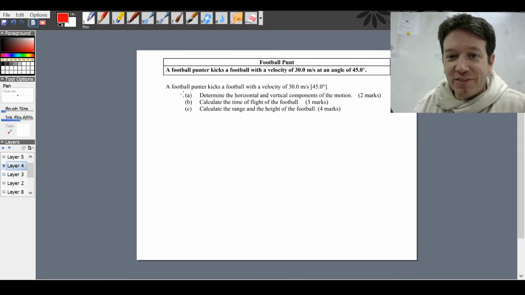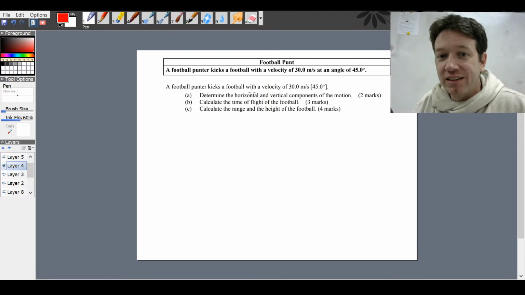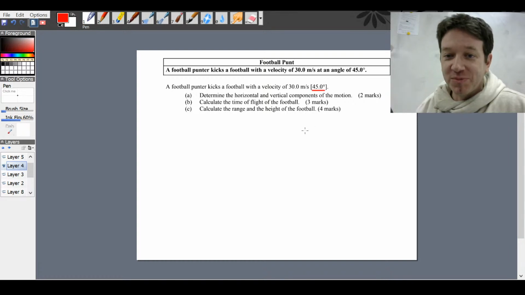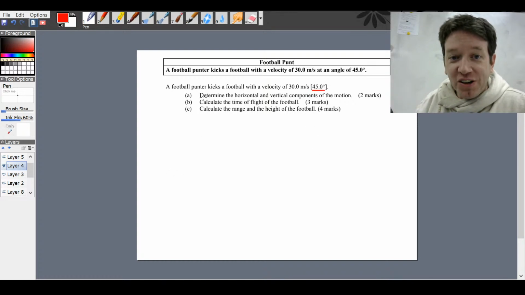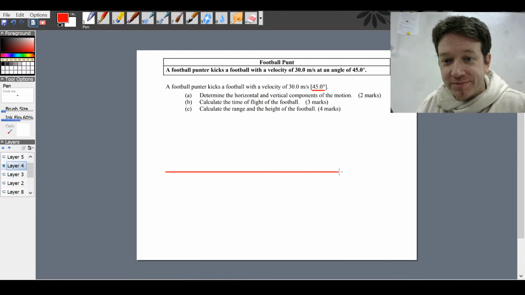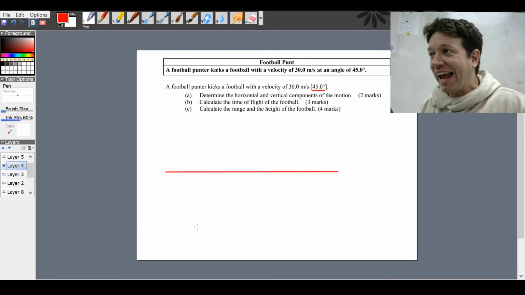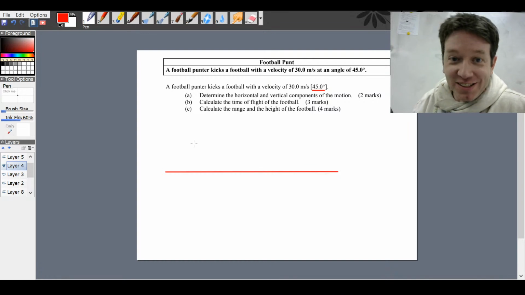So here we have a football punter who kicks a football with a velocity of 30 meters per second at an angle of 45 degrees. That's a good angle to kick at because it is the angle that gives you maximum range. But it's also important to note that a football field is flat. I mean, if it was angled, one team would have a serious advantage over the other, so it's flat. That's a pretty reasonable assumption we can make.